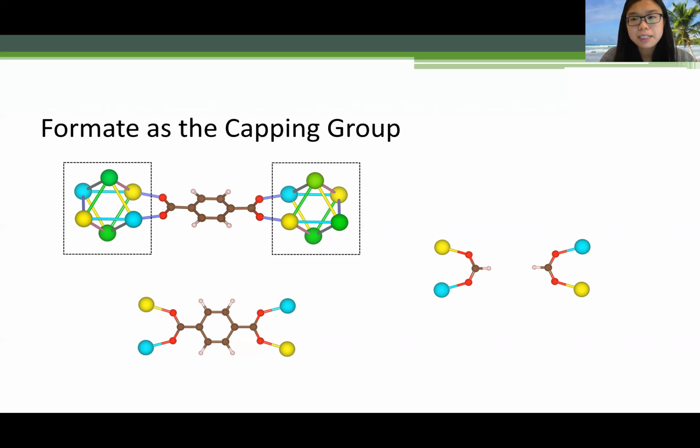So we tested another capping group, formate, from the literature. The capping group could be either OH or formate or other capping groups. For the experiment in this project, it also proves that the formate capping group is more likely. Unlike the OH group, there is only one way of adding the formate capping group.